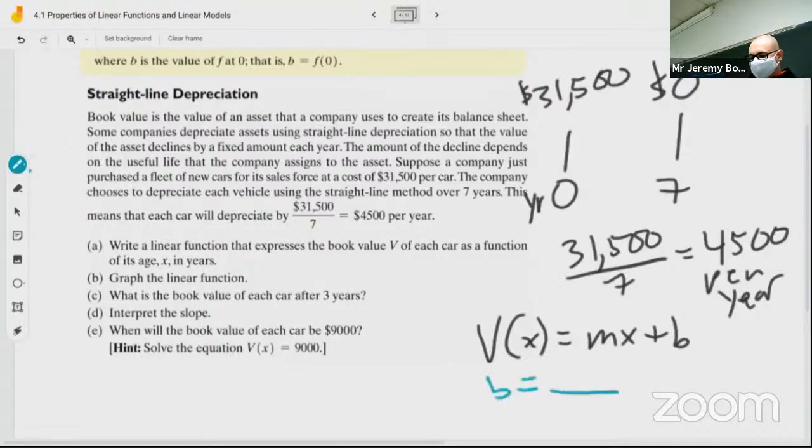Anybody know? $31,500. Good. And we know that because that's the price of the vehicle at 0 years. So your initial value, your starting value, is going to be $31,500. So that is going to be your y-intercept. That is going to be b. Any questions on that?